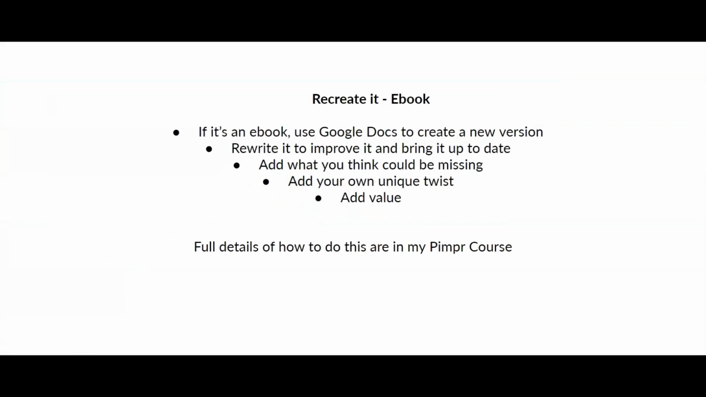So now to recreate it, if it was an ebook, so the ebook that we looked at, then we would use Google Docs to create a new version. So you're likely to download it as a Word document. I don't use Microsoft Office, I use Google. So you can just upload that into Google Docs, and then you can rewrite it to improve it, to bring it up to date. You could look at what you think is missing, add your own unique twist and add value. So the way you do that is you go through the course, see what they are teaching you. What do you agree with that they're teaching?